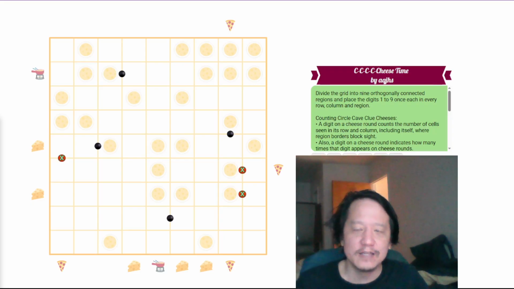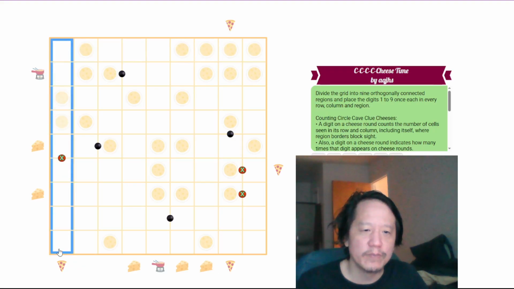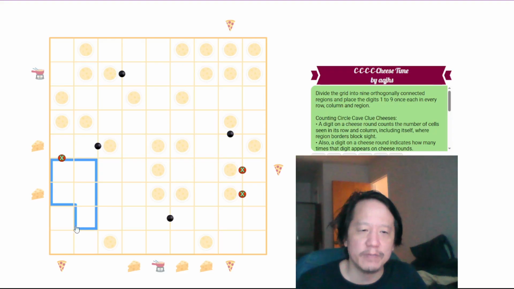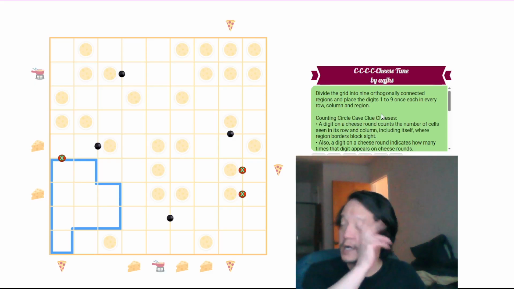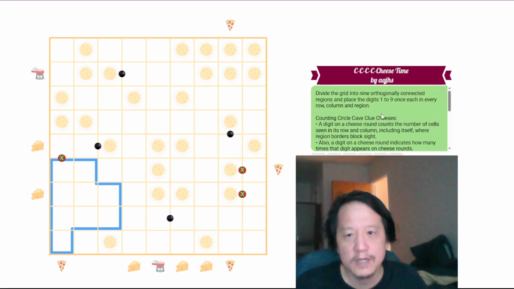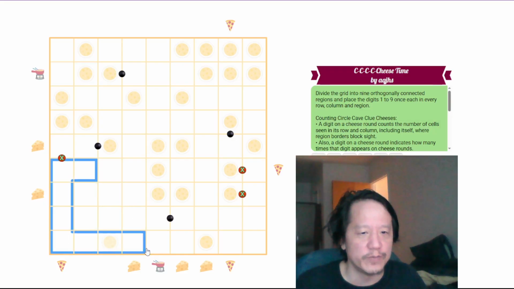We have to divide the grid into 9 orthogonally connected regions and place the digits 1 through 9 once each in every row, column, and region, however we come up with that. So, this is a normal chaos construction rule set. What is an orthogonally connected region? It means in the region, you can go from any cell in the region to any other cell in the region just by going through edges, all while staying within the region.